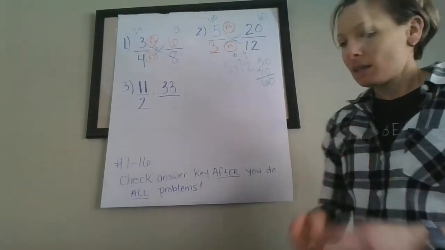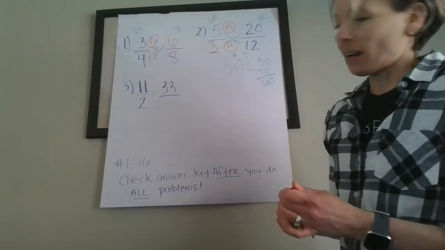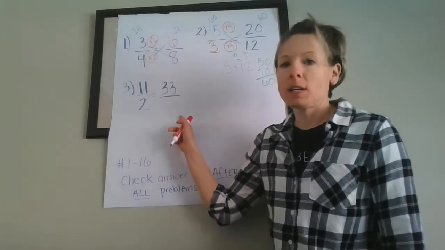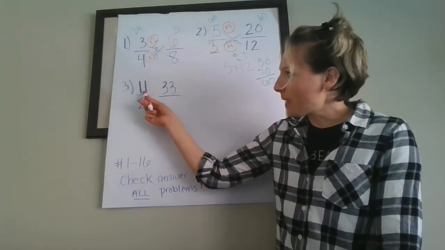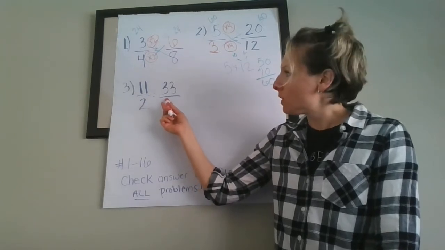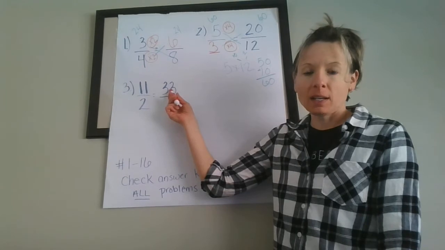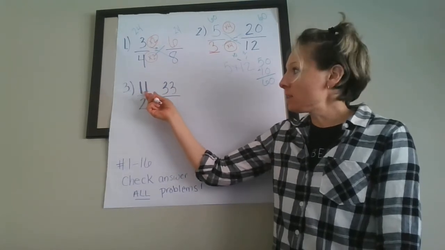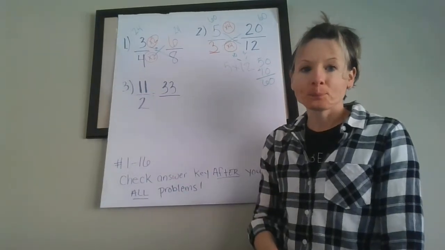Okay, one more. 11 over 2 equals 33 over what? All right, so we have both numerators, 11 to 33. It's getting bigger. That means we're going to be multiplying. 11 times what will give you 33?